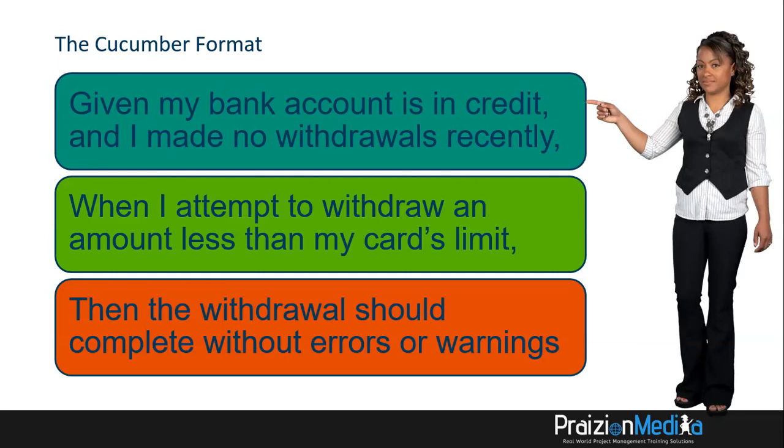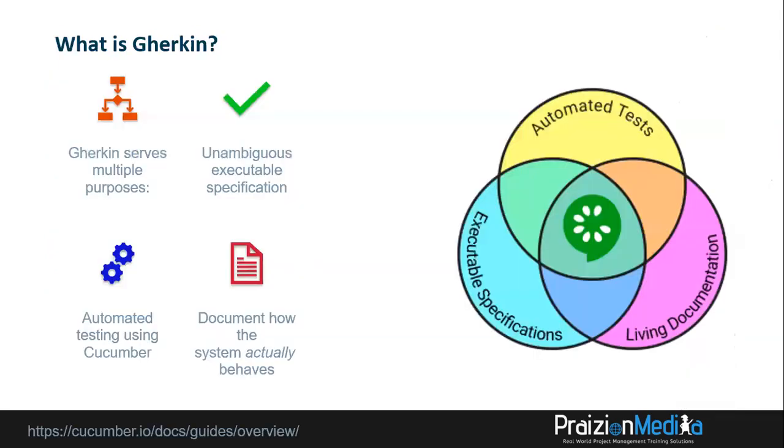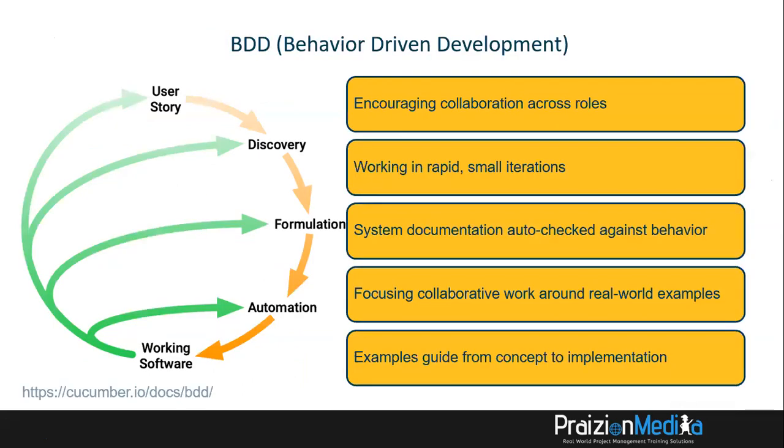Makes sense. Now, on top of this, we use what we call the gherkin format. It serves multiple purposes. You can think about it as a way the language is written. It's all about unambiguous executable specification, automated testing using Cucumber, and documenting how the system actually behaves. You want to know more about this, go to cucumber.io. But to sum this up for BDD, it's all about the discovery, the formulation.